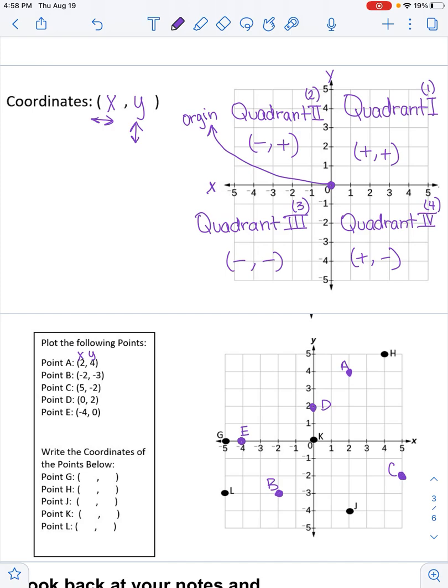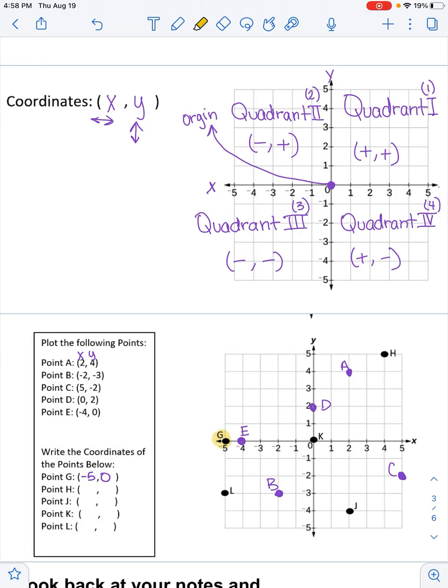Now we're going to do the opposite. I have 5 points here that I need to label. So first off, point G. So point G is right here. Notice that I go over to the left 5, so that's a -5, and I do not go up or down. So therefore, it would be -5, 0.